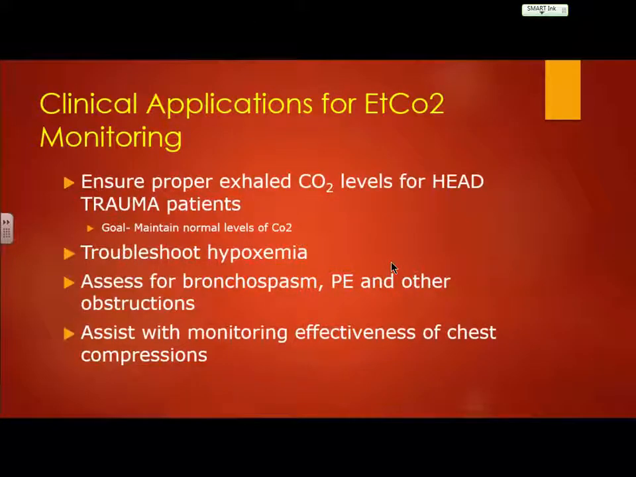All right, so we've talked a good bit about the physiological aspects of CO2 monitoring, and so we're going to spend the next little while talking about the clinical applications and why we would do this and what we look for. One of the first ones that comes up is ensures proper exhaled CO2 levels for head trauma patients. And then it says goal is to maintain normal levels of CO2. Where does CO2 and oxygenation come into play with increasing intracranial pressure in head trauma patients? Where does that come into play?